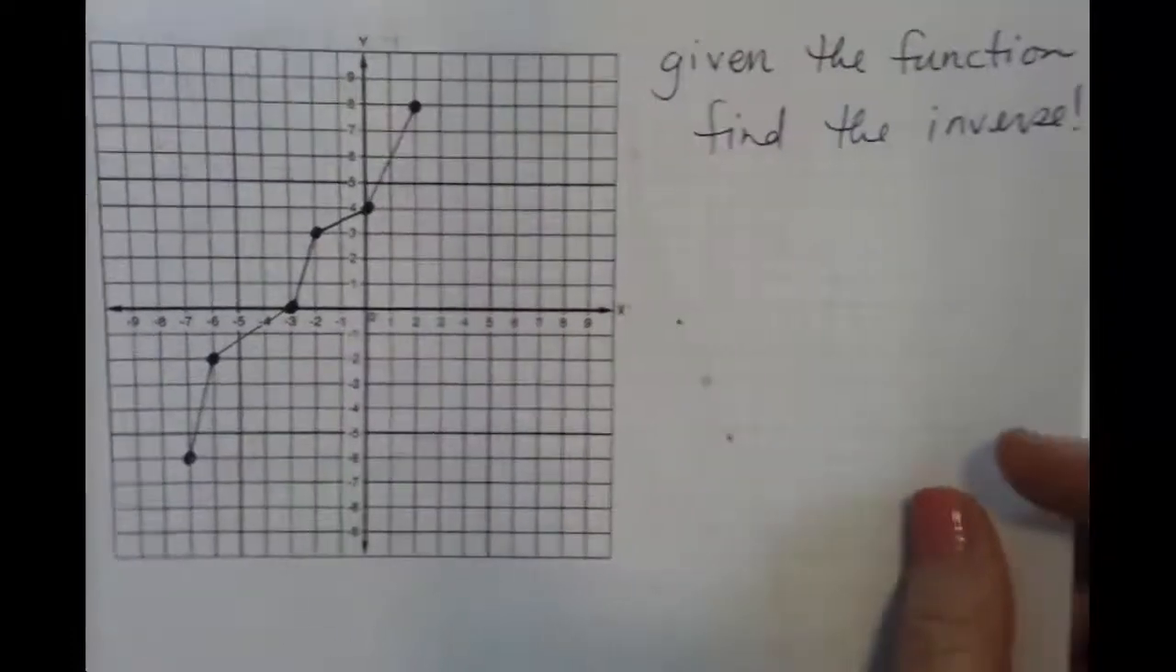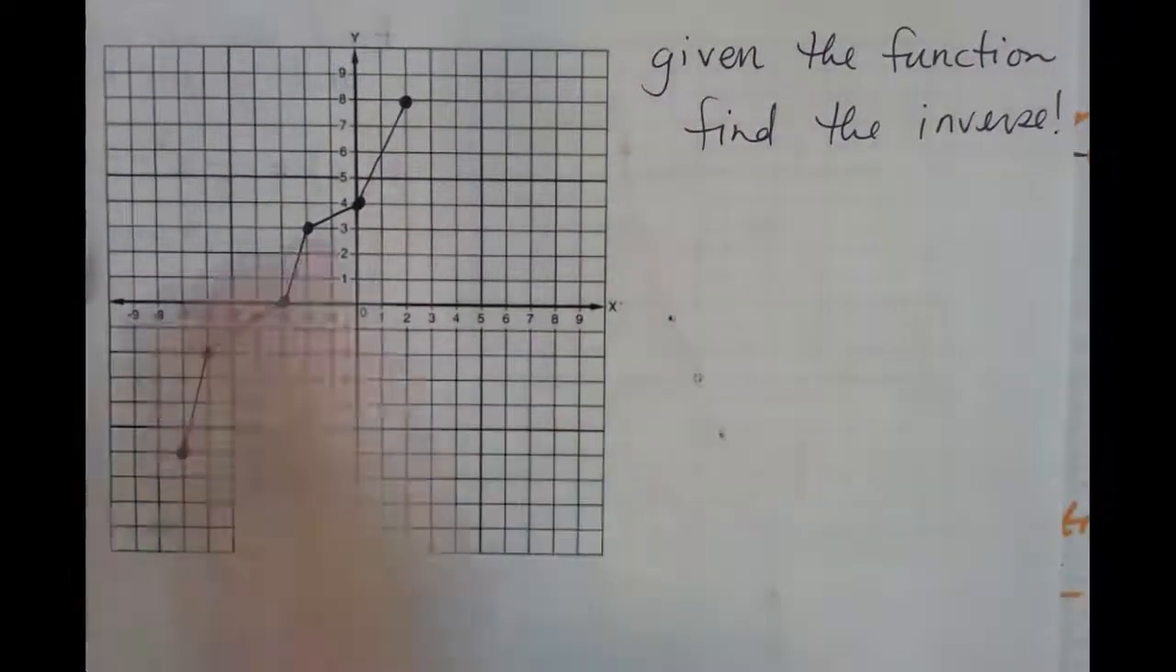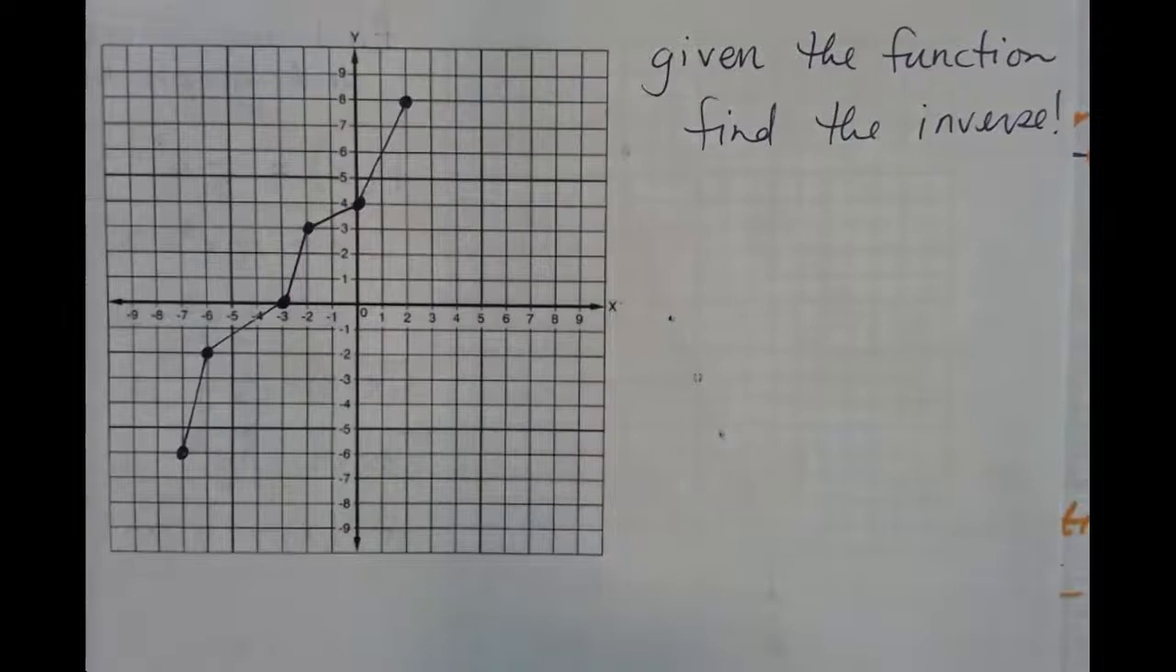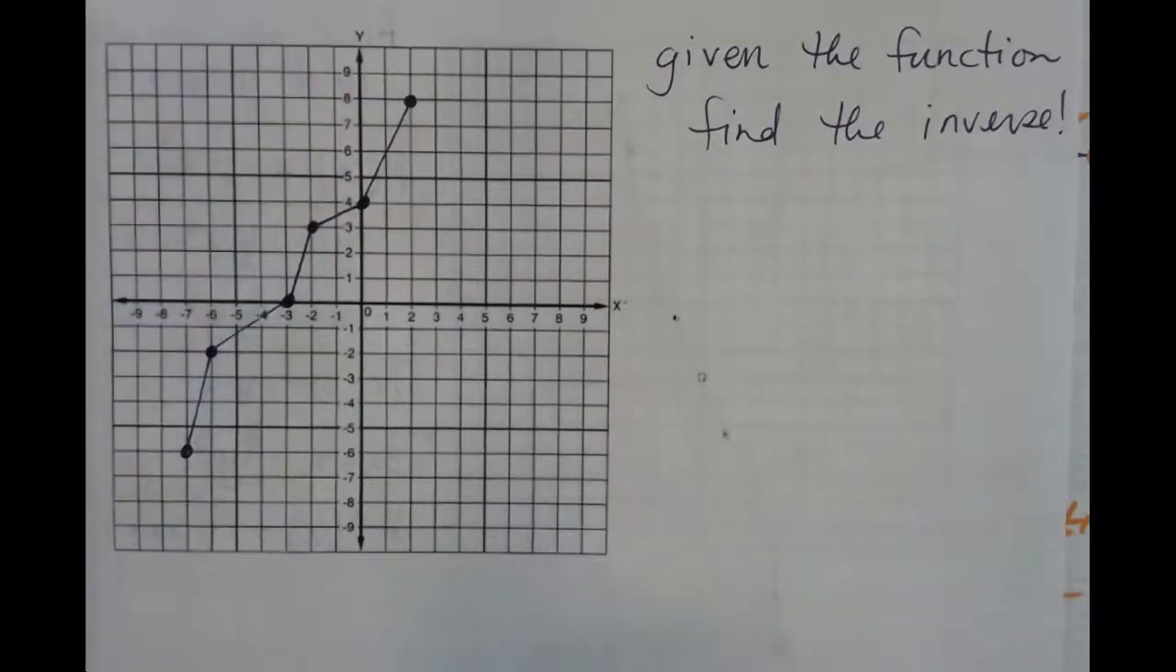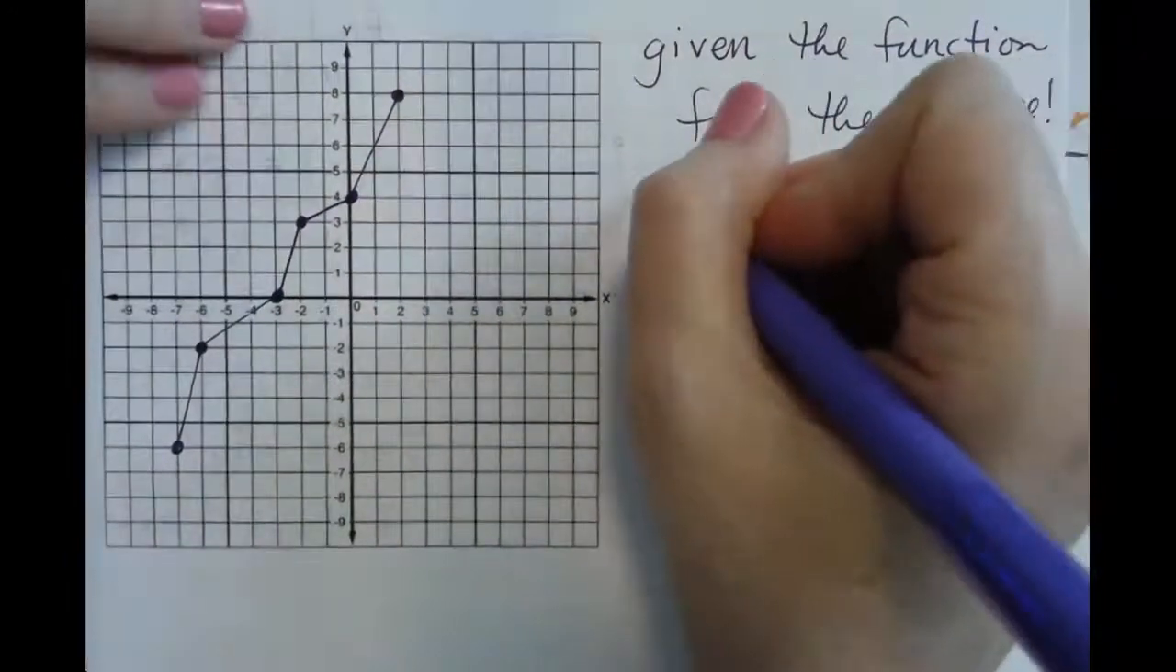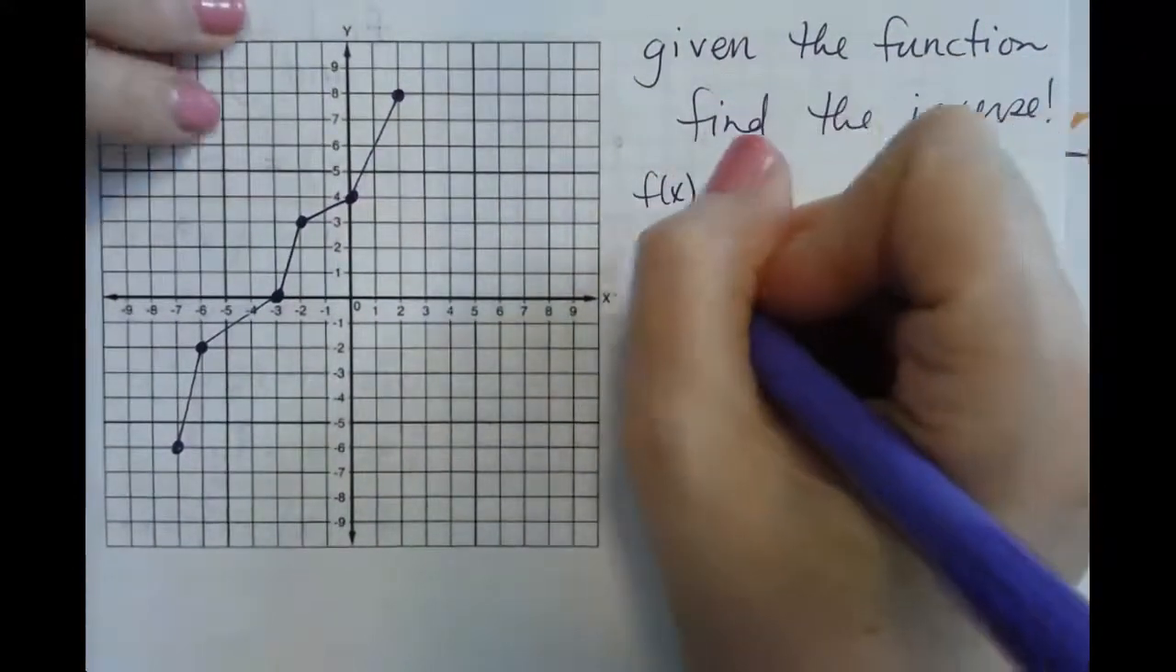All right, let's take a look at this one. This is one like you're going to see in your homework where you're just given this complete wackadoo function, and we want to find its inverse graphically. So the first thing I'm going to do is list all 6 of these points. So here's the function.